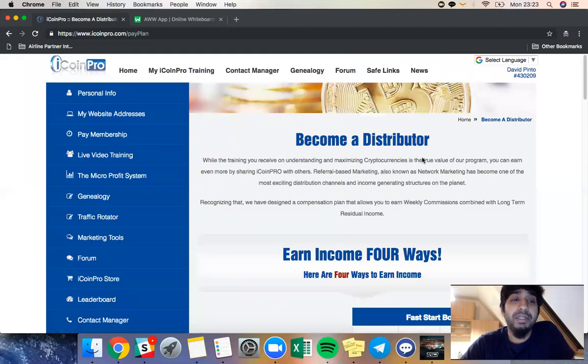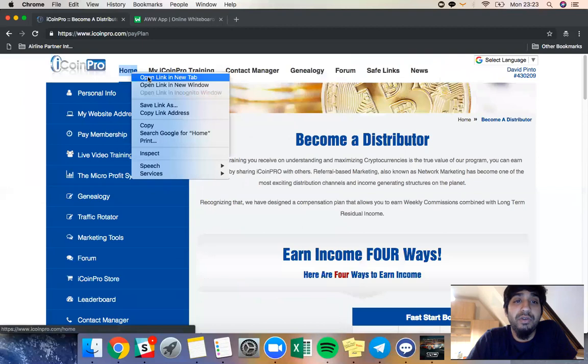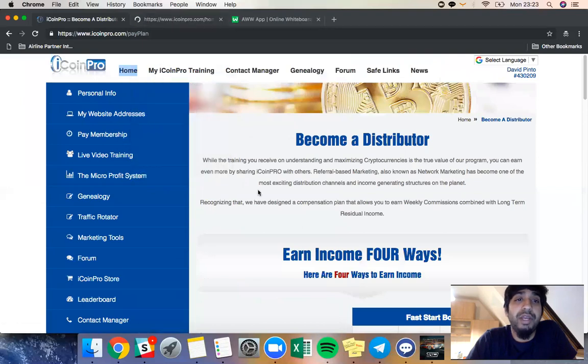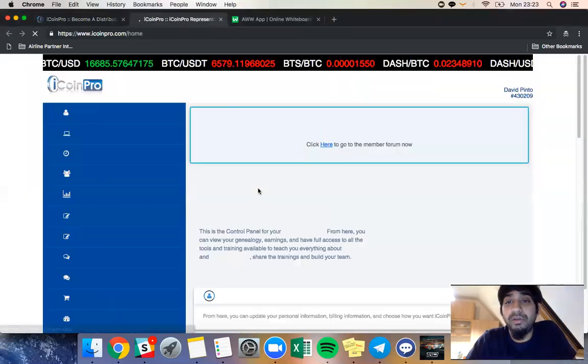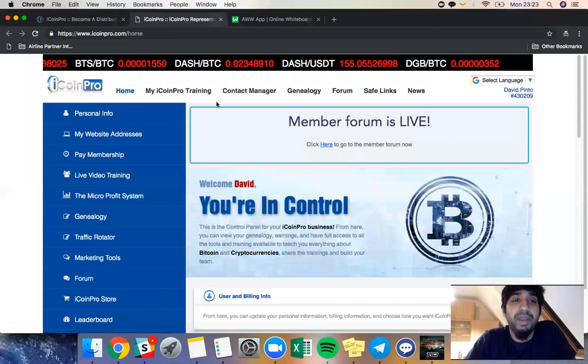So iCoinPro, guys, is a membership that you can pay $100 per month for, and you're going to get cryptocurrency knowledge. Now, what does that mean? Let's just open this in a new tab, and I want to show you guys the home screen of the page, how it looks, and what you can expect.